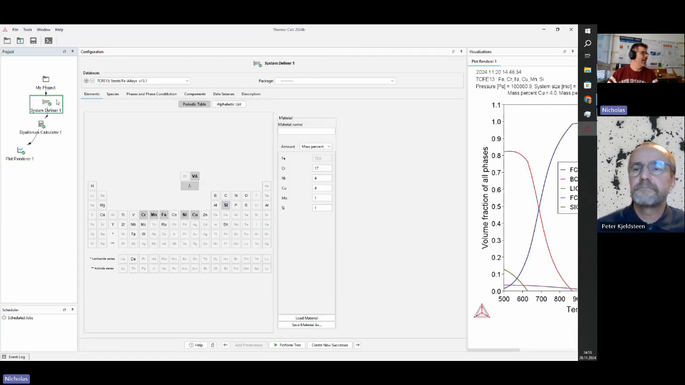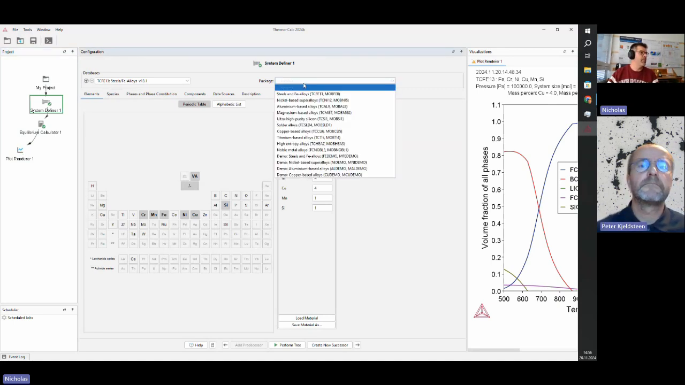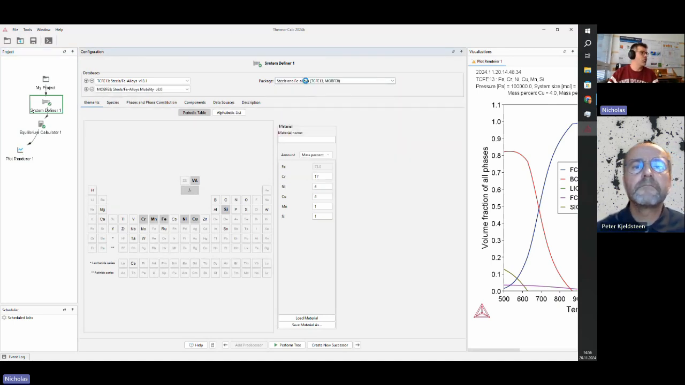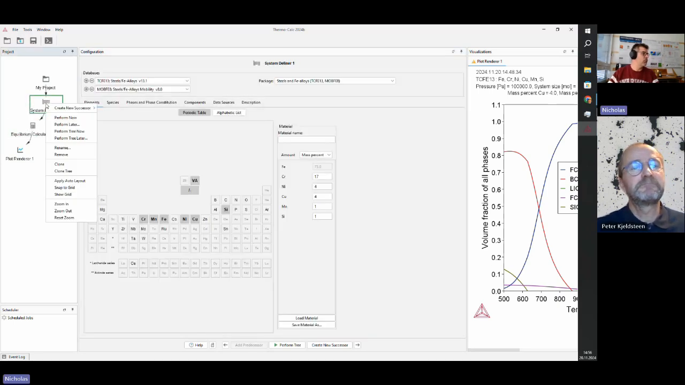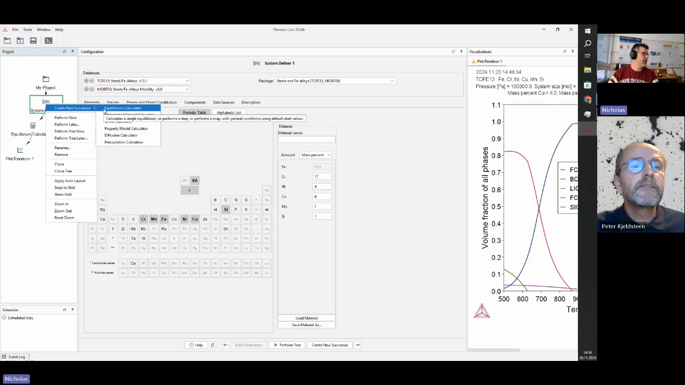growth calculation, I need a mobility database, because remember the thermodynamic database gives the driving force. Thermodynamics gives the driving force, but I also need a mobility database. So I can choose this as a package here, and then it just appends the steel mobility database to the thermodynamic database. And then I can create a new successor and say a precipitation calculator here.